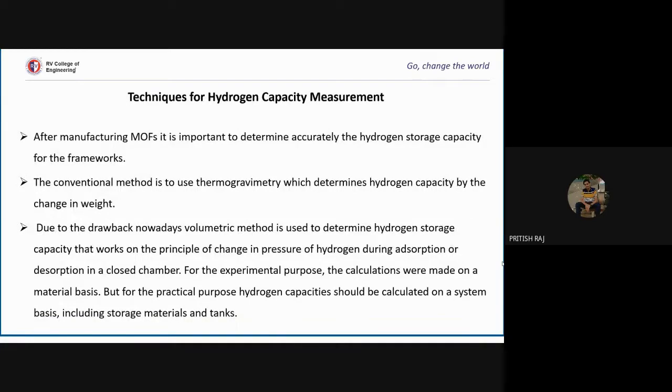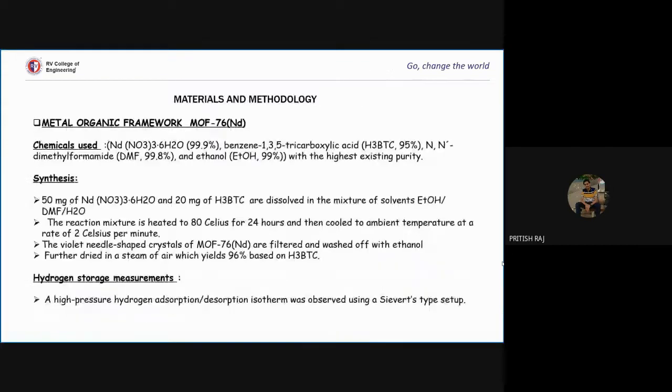Now, once we store the hydrogen, we should have some technologies to measure it. The conventional method that we use is thermogravimetry, which determines hydrogen capacity. Its major disadvantage is that if there is any small amount of water present, it could result in a big error. So nowadays, due to this error, we use the volumetric method to determine hydrogen storage capacity, which works on the principle of change in the pressure of hydrogen during adsorption or desorption in a closed chamber. Now over to Vignesh.